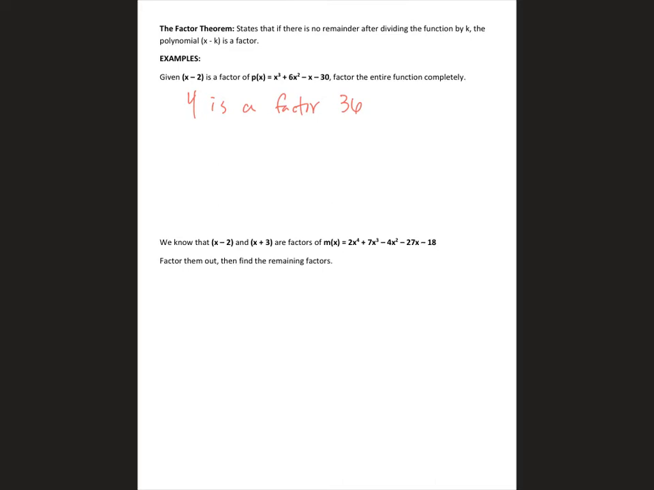Well, if you didn't know what the other factors of 36 were, could you divide them? Yeah. So you could divide 36 by 4, you would get 9, right? So then you know the other two factors of 36 are 3 and 3. Does that make sense?